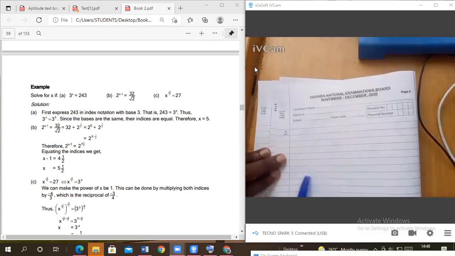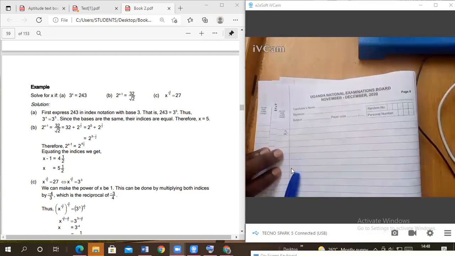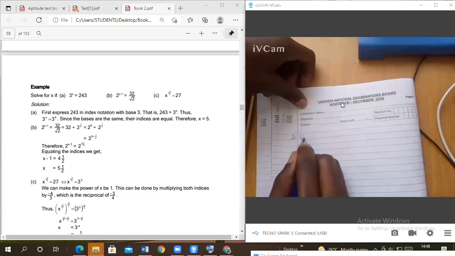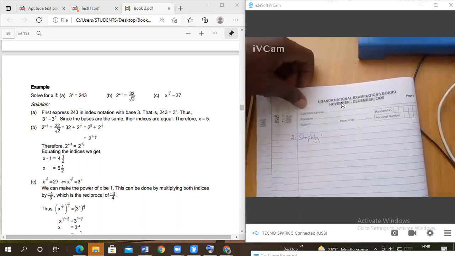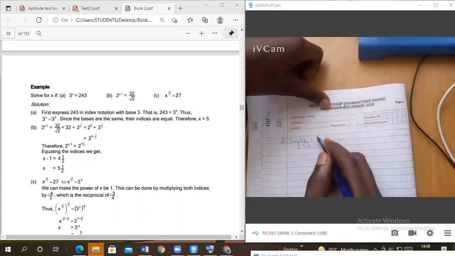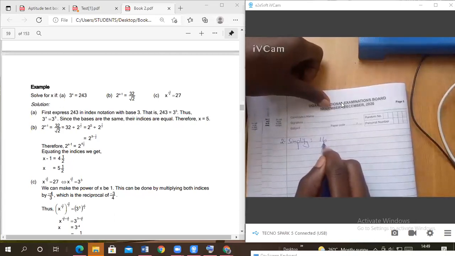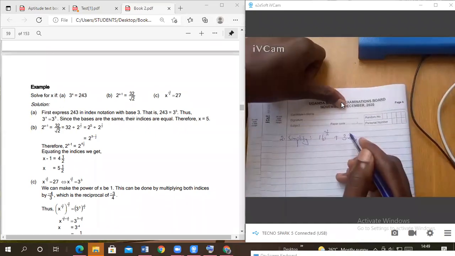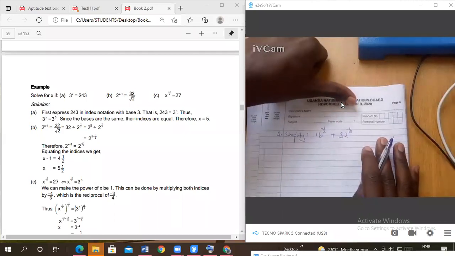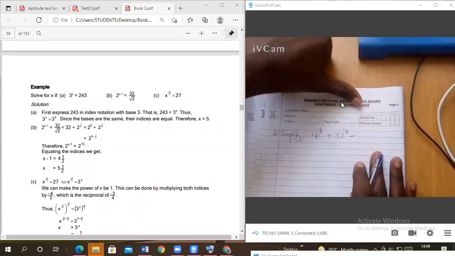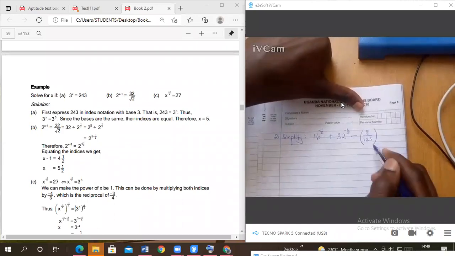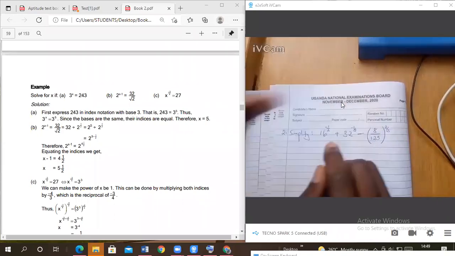Question 2. Simplify: 16 to the power negative a half plus 32 to the power negative 1 out of 5 minus 8 over 125 to the power 2 over 3.